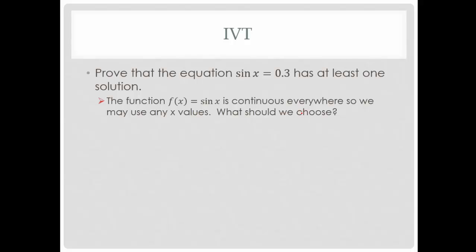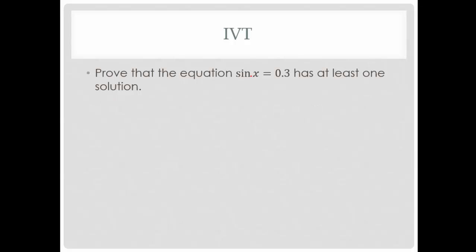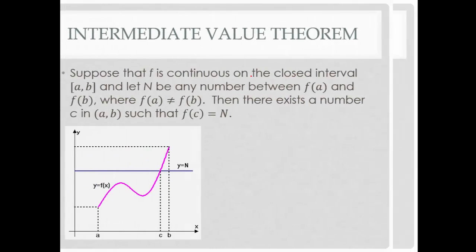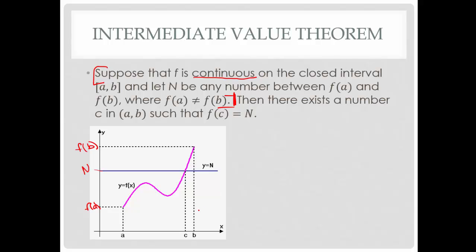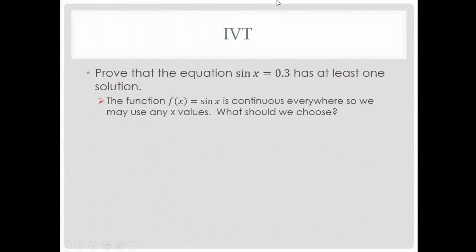What should we choose? IVT, Intermediate Value Theorem, talks about that a and that b. We want to know what should we be using for the a value, what should we be using for the b value, and that was not expressly listed in this question. So how are we supposed to know what to choose? Well, what we need are two x values, because remember a and b are x values, that we can plug into the function sine x that will give us a number above 0.3 and a number below 0.3.